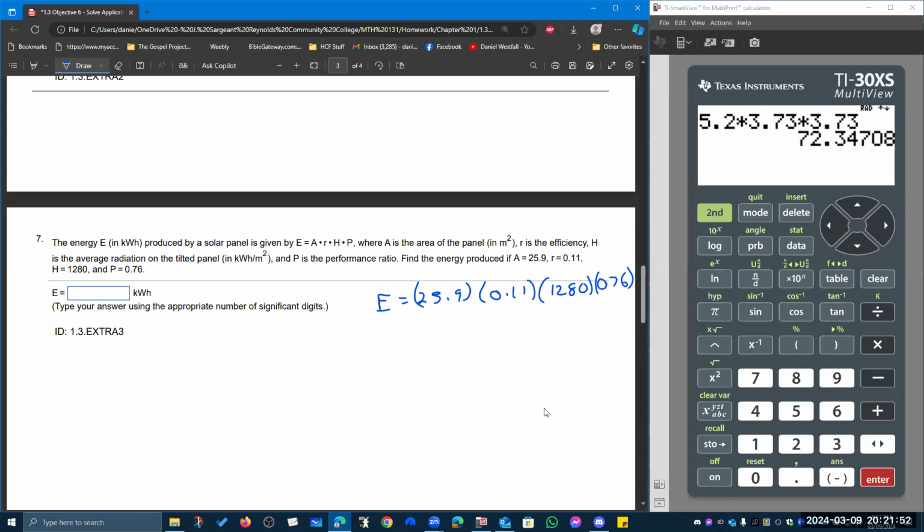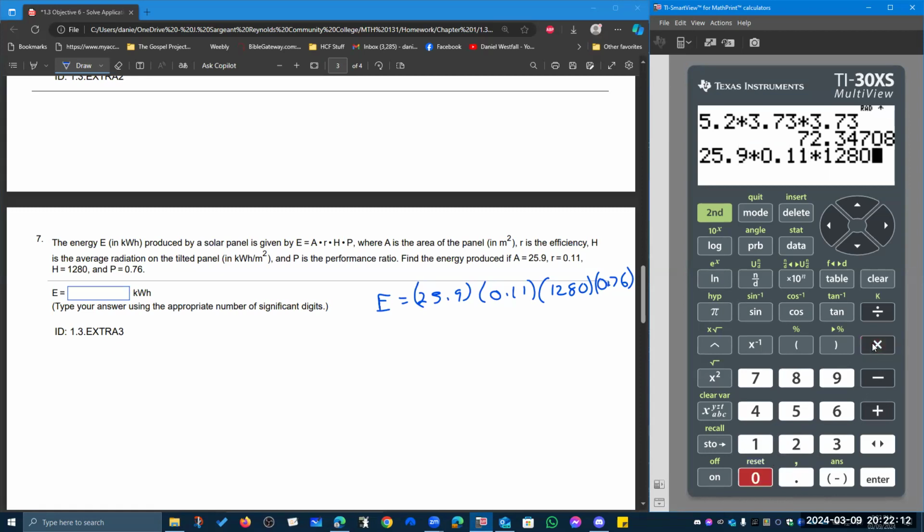So we have a couple of things that we're multiplying by that are only 2 significant figures. So we'll give our answer in 2 significant figures, 25.9 times 0.11 times 1280 times 0.76 to 2 significant figures. This is going to be 2800.